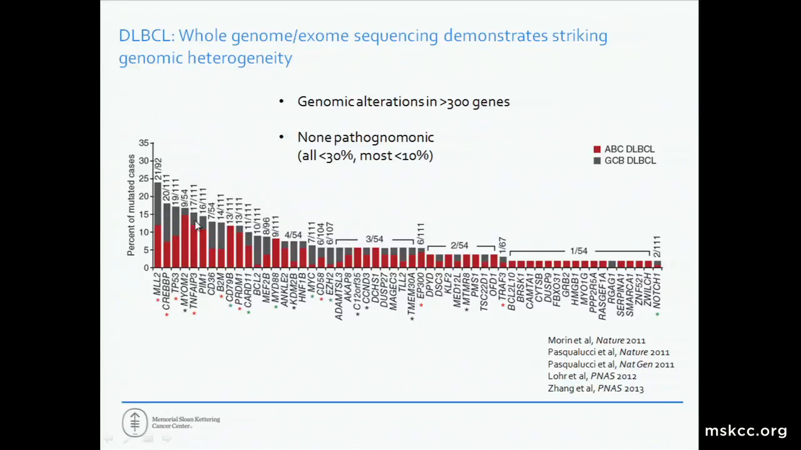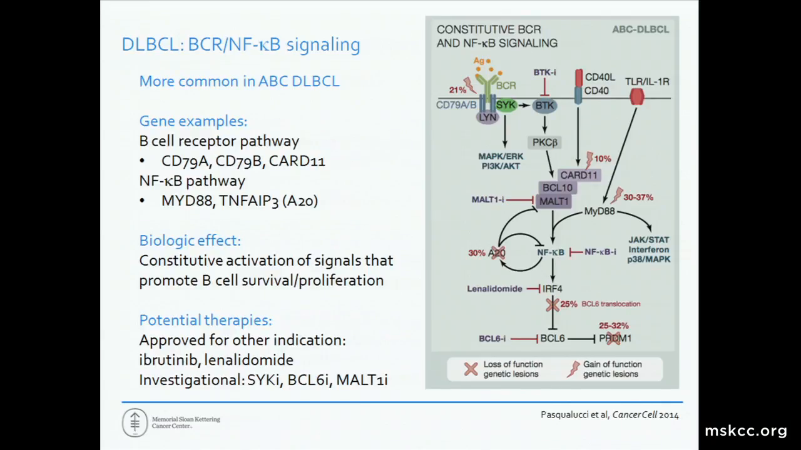And as you can see, there's really only a handful of genes that are in over 10% of cases, whereas there's this long tail of more rare mutations that occur a handful of times. So how do we make sense of this data? One way to do that is to group the sets of genes into biologic categories that we know are important in lymphoma cell survival.